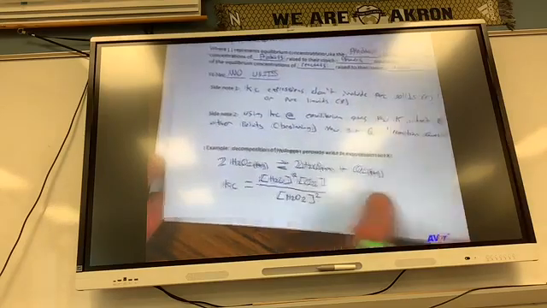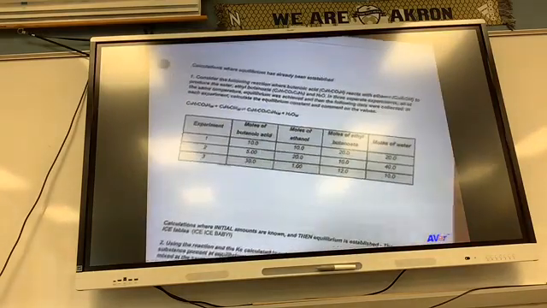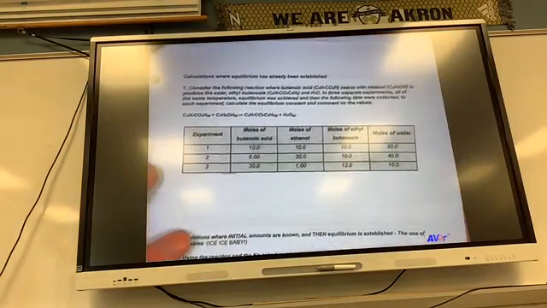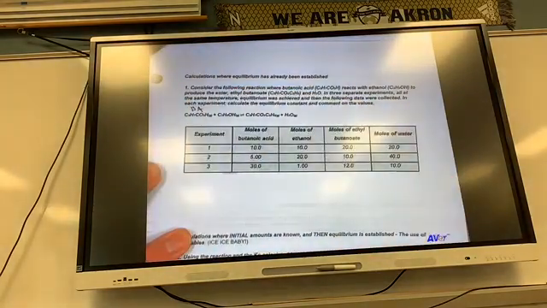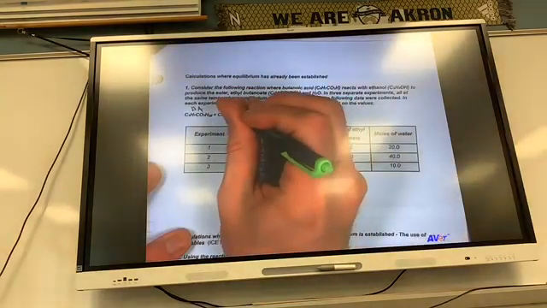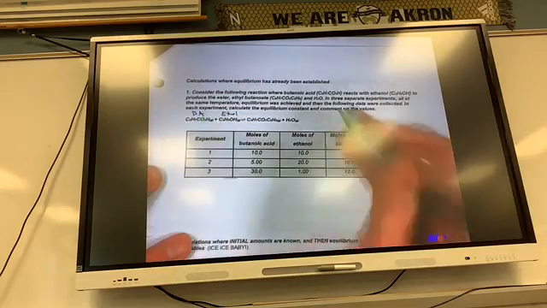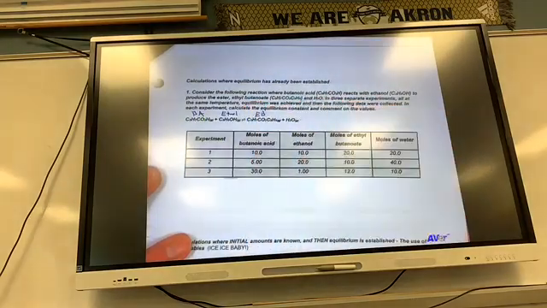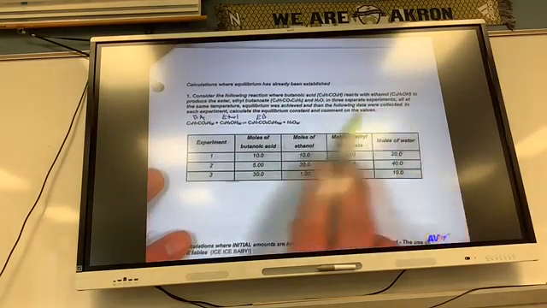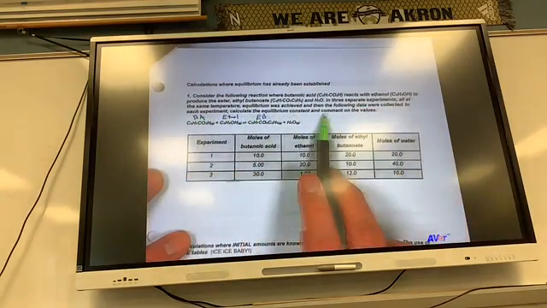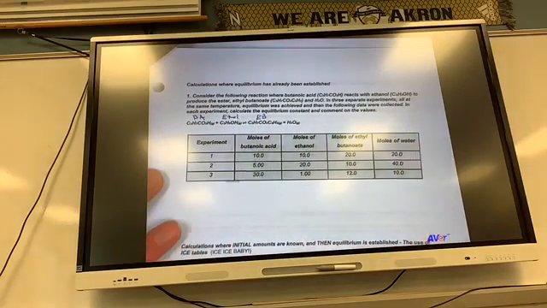All right, so calculations where equilibrium has already been established. Consider the following, where butanoic acid, so that's Ba, reacts with ethanol. This is ethanol. I'm just making a note that's going to help us later. To produce the ester ethyl butanoate, that's Eb, plus water. In 3 separate experiments, all at the same temperature, equilibrium was achieved, and then the following data were collected. In each experiment, calculate the equilibrium constant and comment on the values.